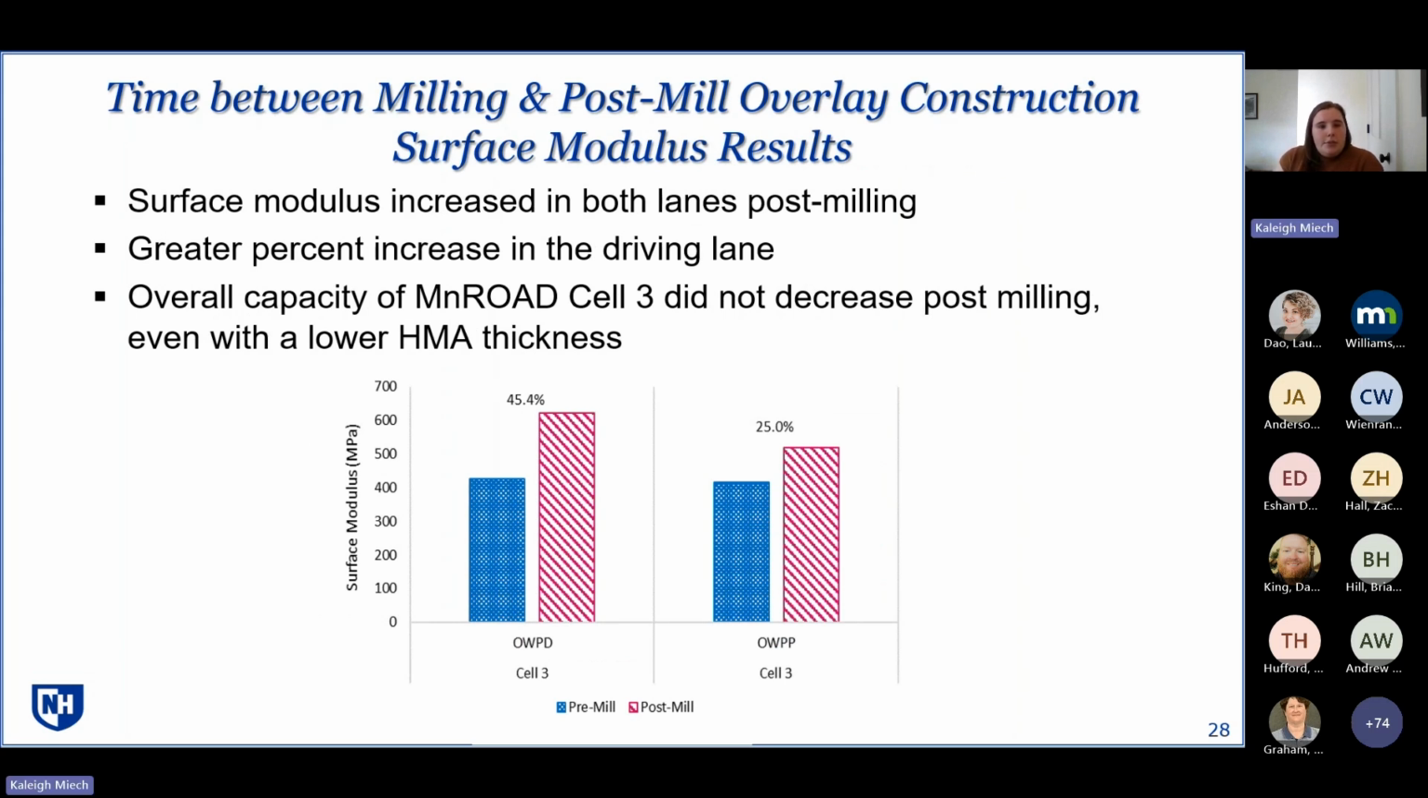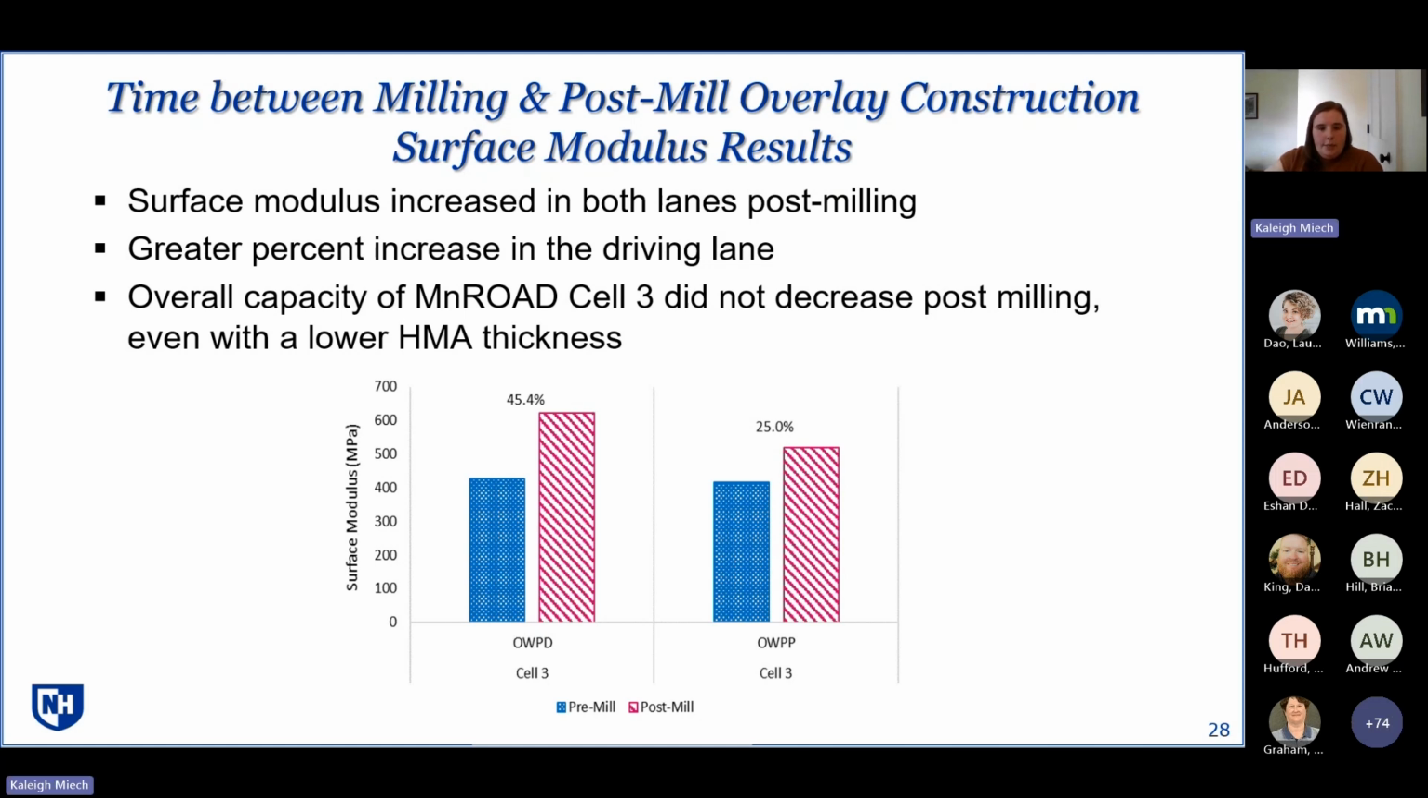For the surface modulus results, we can see that in both lanes, the surface modulus increased post-milling, and there was a greater percent increase in the driving lane than there was in the passing lane. And the overall capacity of the Min-Road Cell 3 did not decrease post-milling, even with the lower HMA thickness.